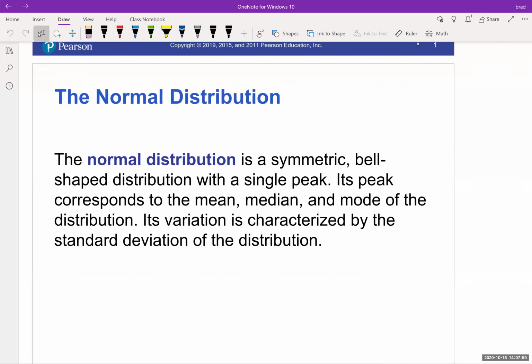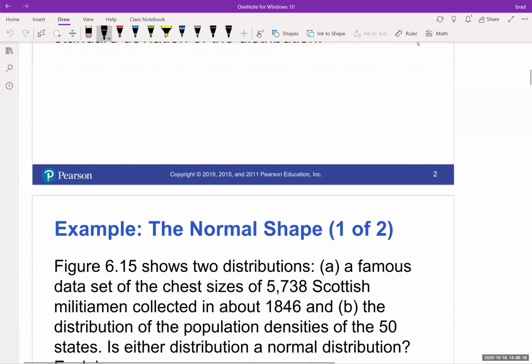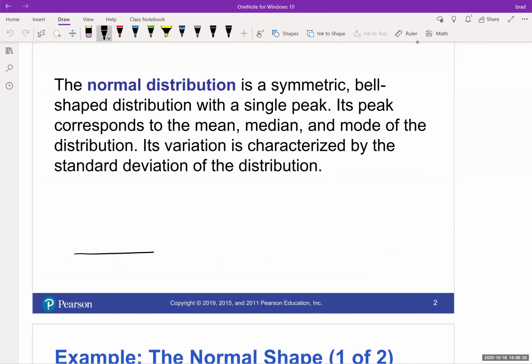So one of the first things is let's talk about what normal distribution is. The normal distribution is a symmetric bell-shaped distribution with a single peak. Its peak corresponds to the mean, median, and mode of the distribution. Its variation is characterized by the standard deviation of the distribution. In general, this is our general graph of the normal curve, okay?